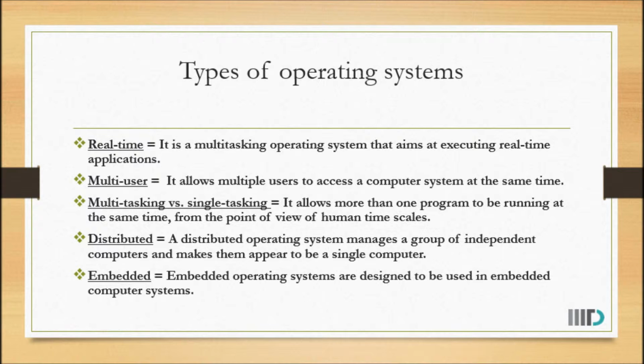Fourth, distributed. A distributed operating system manages a group of independent computers and makes them appear to be a single computer. Fifth, embedded. Embedded operating systems are designed to be used in embedded computer systems.